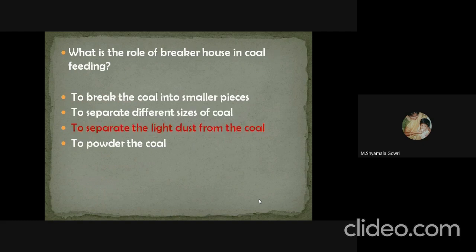What is the role of breaker house in coal feeding? The role of breaker house is to separate light dust from the coal.